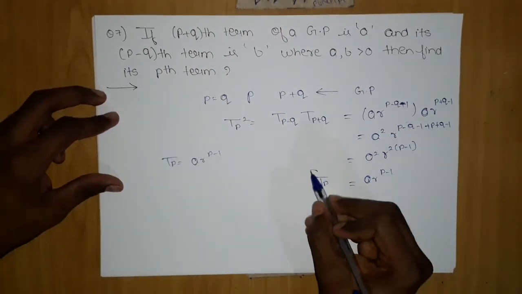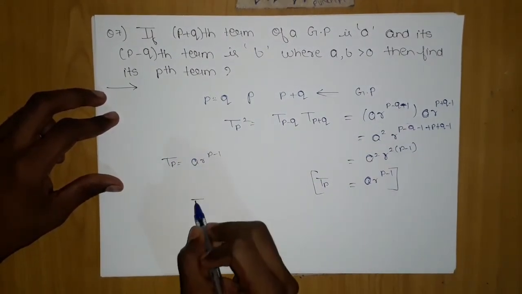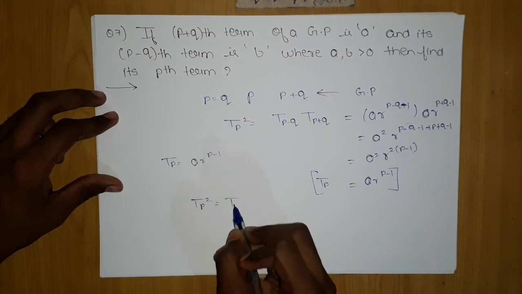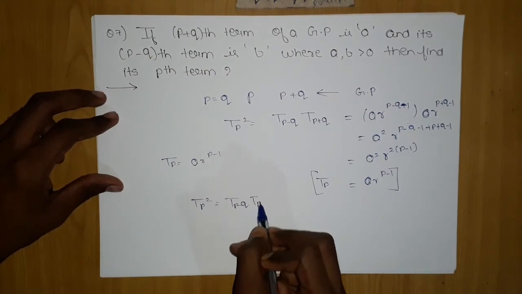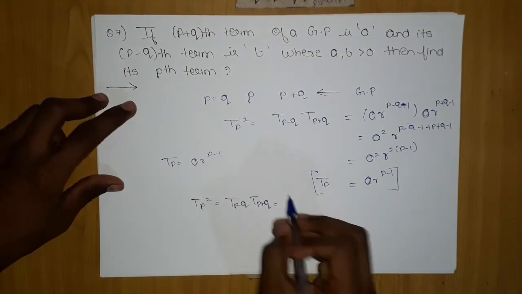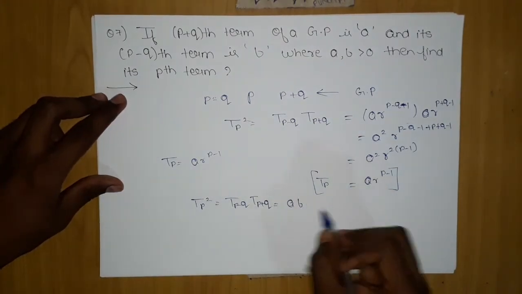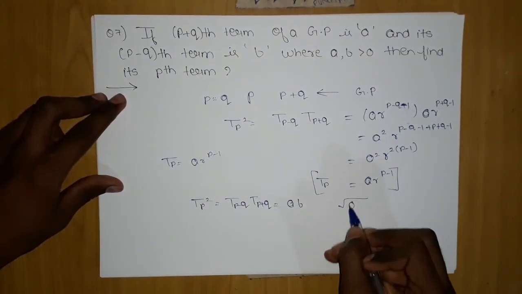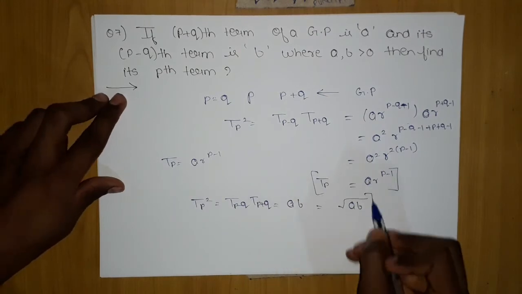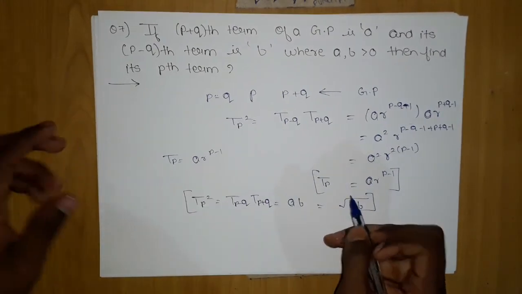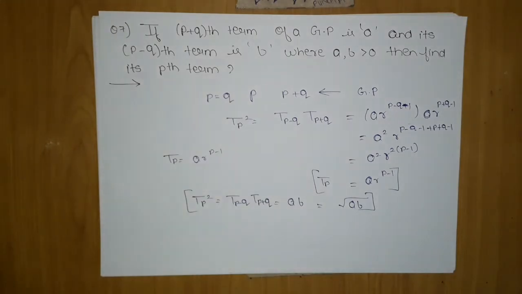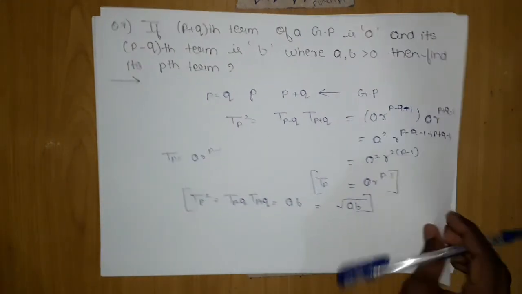Now the other way to answer this can also be that t_p squared is equal to t_(p-q) times t_(p+q). Then the (p-q)th term is a and the (p+q)th term is b. Then if I take the square root, it will be the square root of ab. So this can also be the answer. It is just proving the same thing. Okay, so we are done with question number 7, and we will move on to the next question.